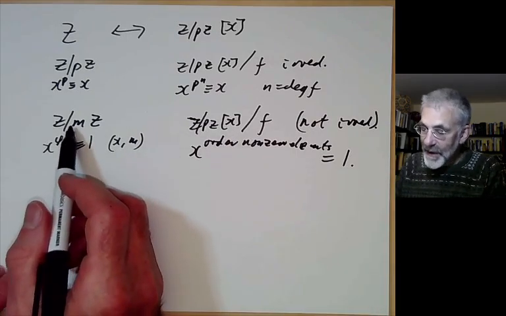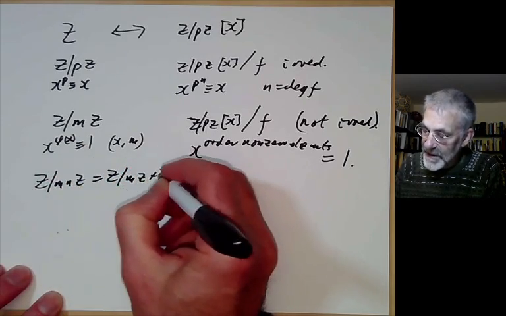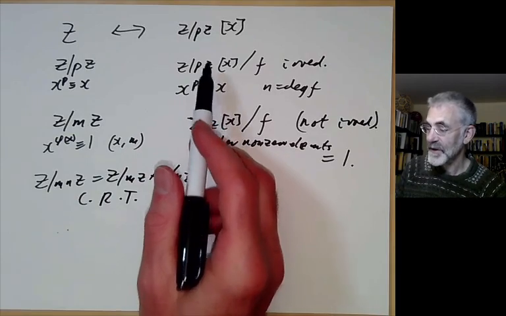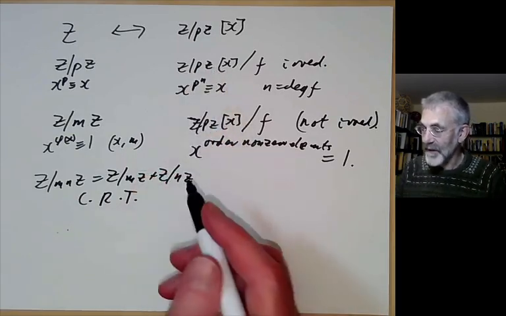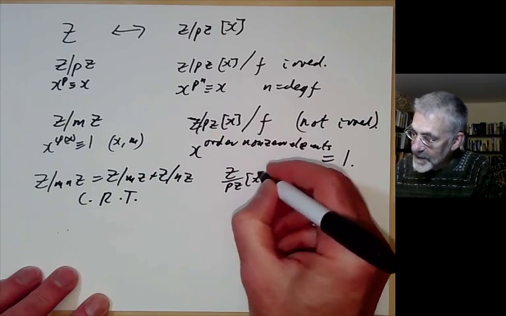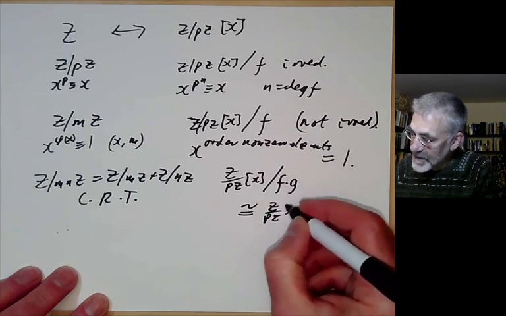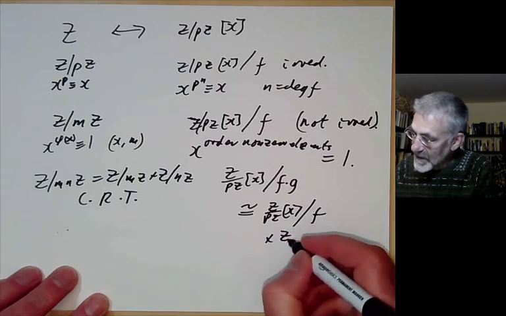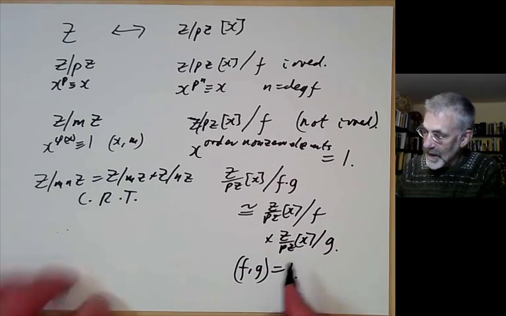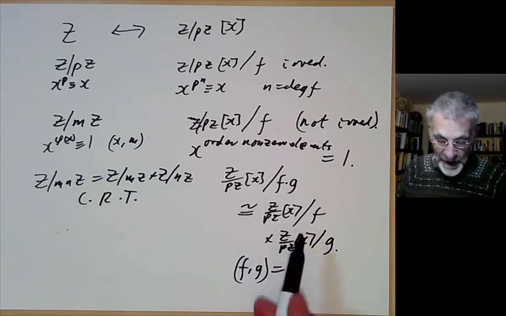And now you remember we had a Chinese remainder theorem which says that Z modulo MNZ is isomorphic to Z over MZ times Z over NZ. So that's just the Chinese remainder theorem. And the Chinese remainder theorem works also for polynomials over a finite field, or for that matter, for polynomials over any field. If we take Z modulo PZ of X over F times G, then this is isomorphic to Z over PZ of X modulo multiples of F times Z over PZ of X modulo G, provided F and G are co-prime. And the proof of this is actually just a special case of the Chinese remainder theorem for arbitrary rings that we had earlier.